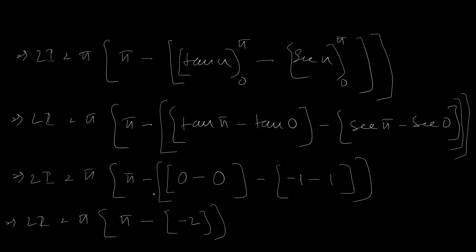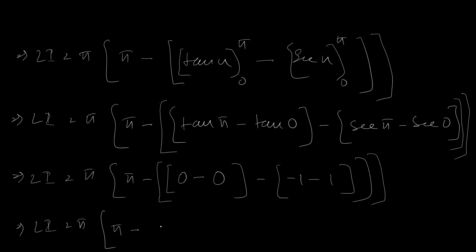Here this is bracket, another bracket there will be. So this is minus. Here I will have to rub it. So twice I is equal to pi minus, this is bracket, pi minus 0 minus 0, it will be 0. So 0 minus, this is minus 2. Minus 1 into minus 1, this will be minus 2.